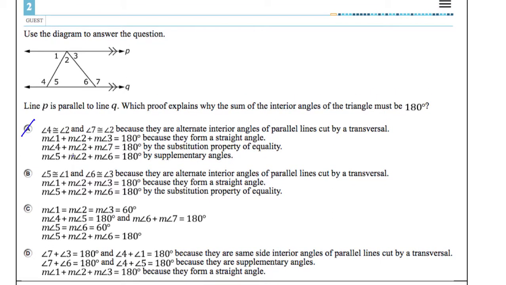Let's see B. 5 is congruent to 1. That's correct by alternate interior angles. 6 and 3, alternate interior. That one looks good. So we'll come back. That one might be true. C: 1 and 2 and 3 are all 60. How'd they get that? You can't just assume they're 60. What if this angle is like this? Or we don't know. Yeah, you can't just assume. So it's definitely not C.